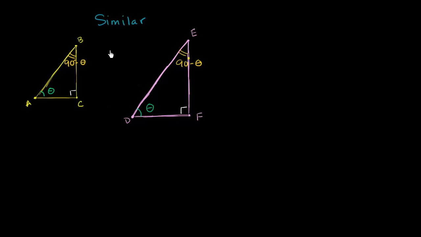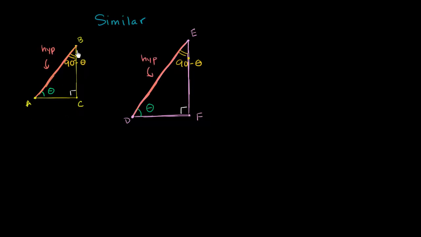Now, why is that interesting? Well, we know from geometry that the ratio of corresponding sides of similar triangles are always going to be the same. So let's explore the corresponding sides here. The side that jumps out when you're dealing with right triangles the most is always the hypotenuse. So this right over here is the hypotenuse. This hypotenuse is going to correspond to this hypotenuse right over here. And we could write that down. This is the hypotenuse of this triangle. This is the hypotenuse of that triangle.